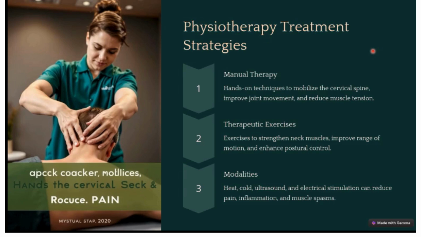Apply heat to relax the muscle or cold to reduce the inflammation in acute phases. Hot packs in chronic phases, and always in acute phases cold pack should be used. Then ultrasound therapy helps reduce deep tissue inflammation. TENS, transcutaneous electrical nerve stimulation, a non-invasive method that blocks pain signals and encourages endorphin release.